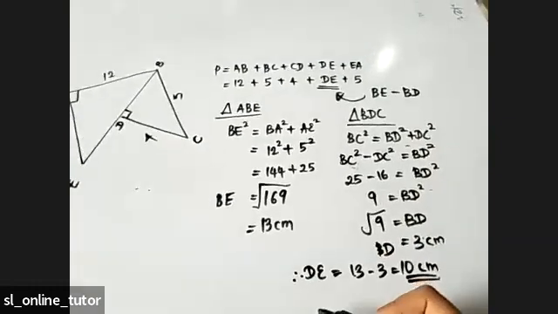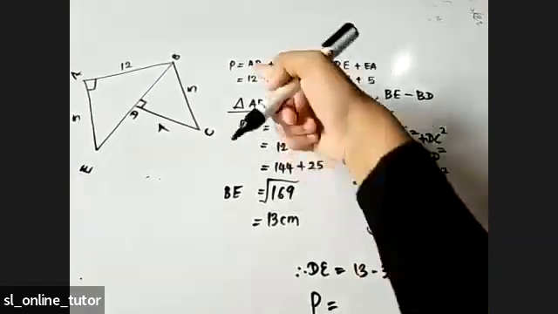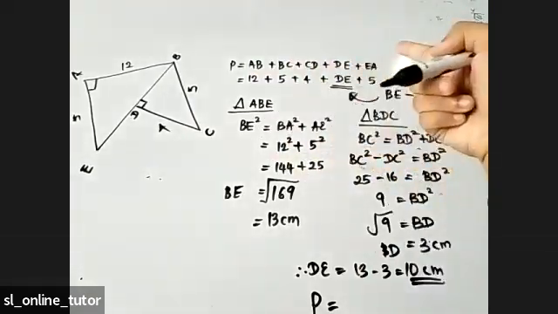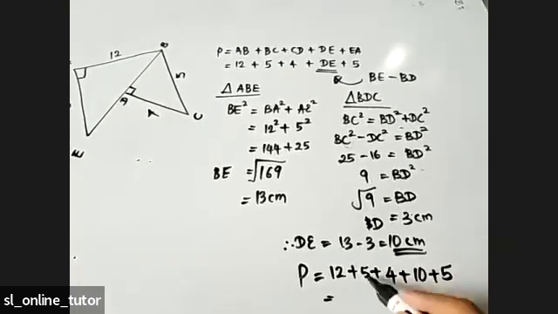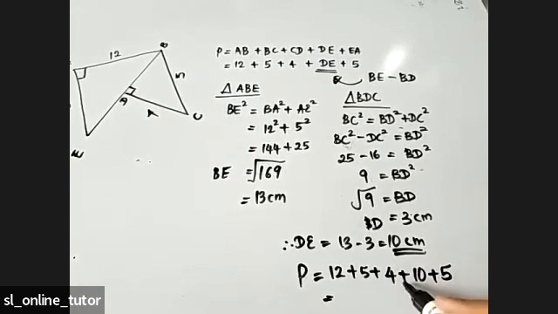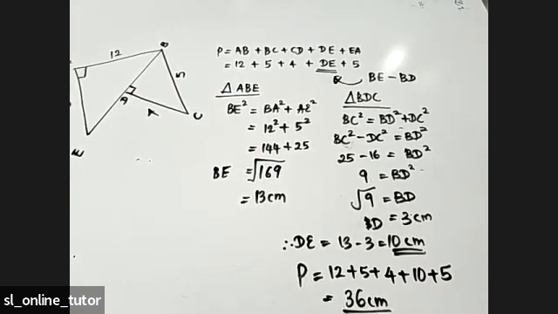Now, what's the perimeter? We can write down 12 plus 5 plus 4 plus 10 plus 5. 12, 5, 4, 10, 5. Now, add them together. Here 10, 20, 30, 34, 36 centimeter. Who got 36 centimeter as the perimeter? Raise your hand. How many of you got 36 as the perimeter? Very good. Excellent.